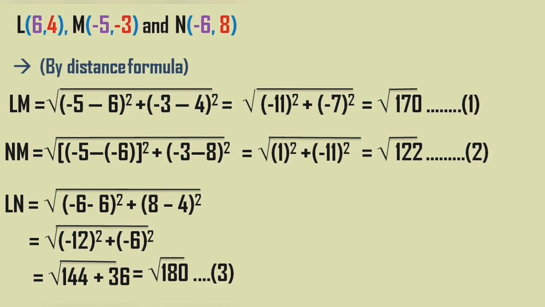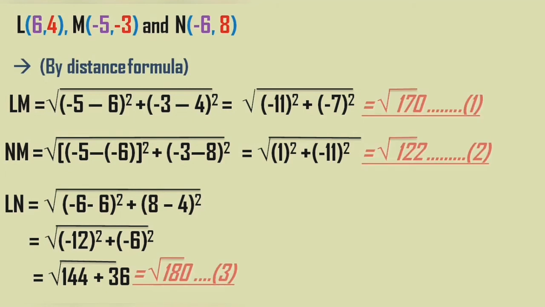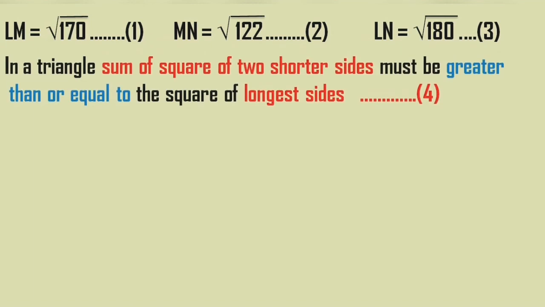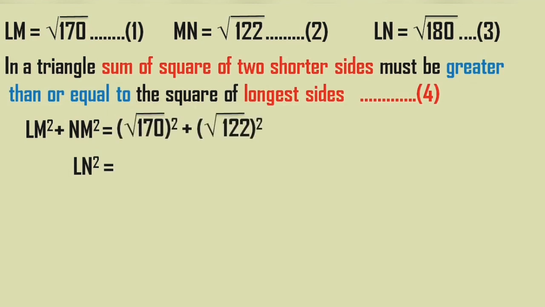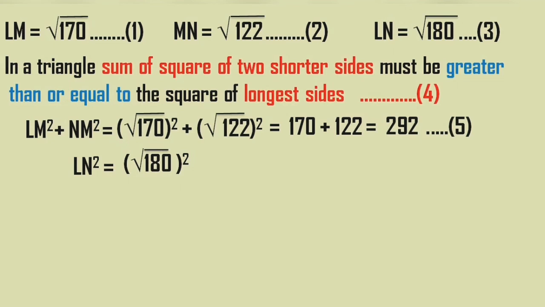So what we are going to do now, according to the property, is search which are the two shorter sides. Yes, we can easily understand that number 1 and 2, that is LM and NM, are the shorter sides, where LN is the longer side or the longest, you can say. So this is the property, and the moment you choose the two shorter sides, that is LM square plus NM square, and the longer side is LN square. Substitute the values, do the square and then add, we get the answer 292, number 5, and the square of under root 180 is nothing but 180 itself, so number 6.